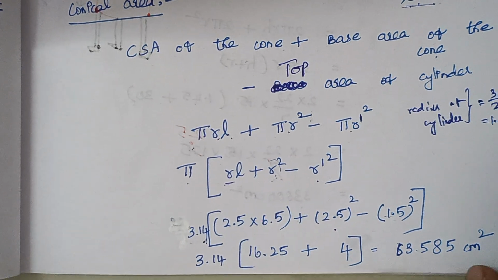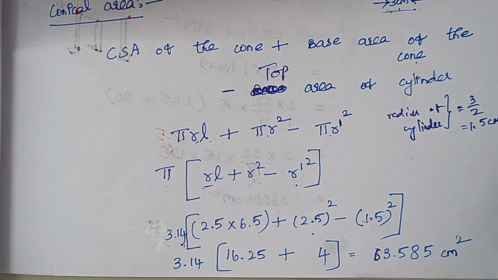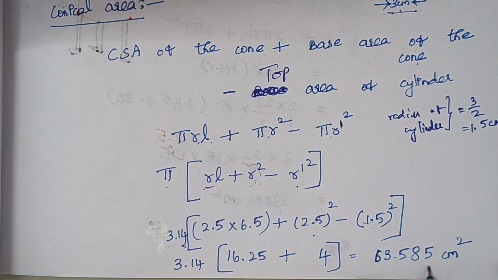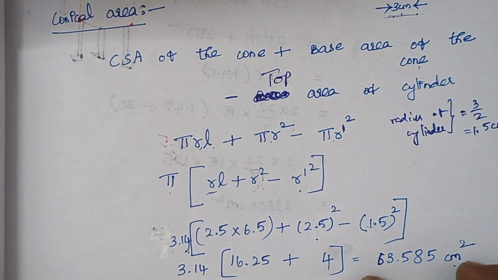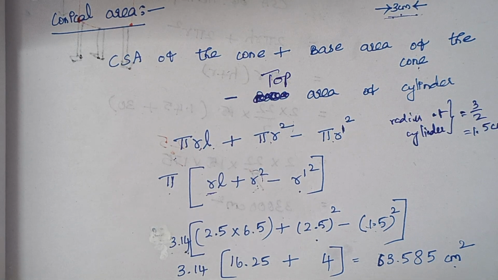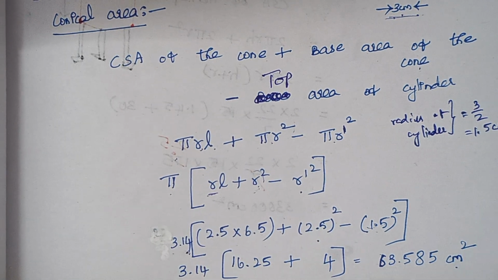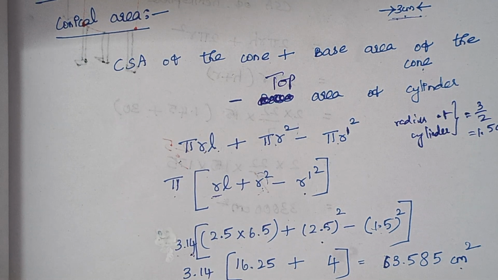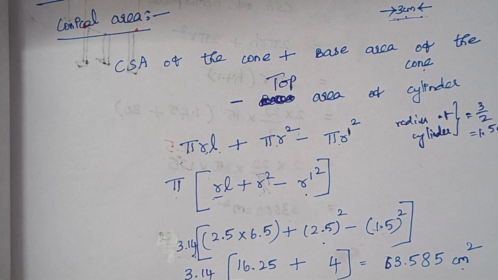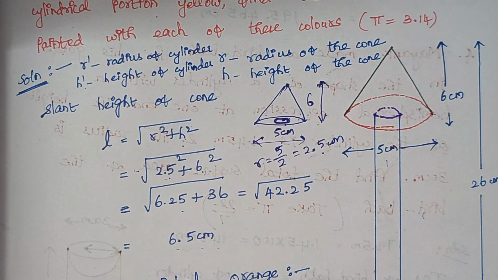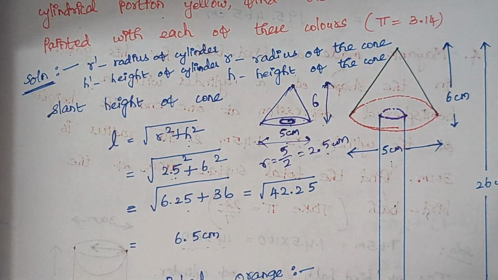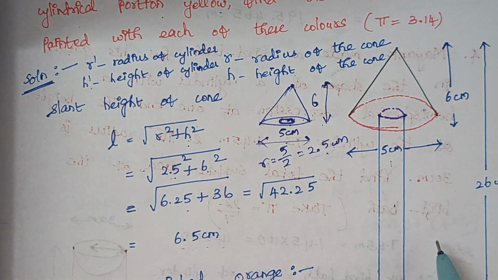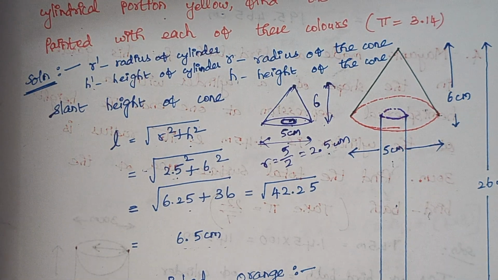So once you solve this, here we are finally ending up with the answer as 63.585 centimeter square. Right, so this is the total surface area of the cone which is to be painted in orange color. Right, so one part of the problem is over. Now we will proceed with the next part which is to be painted in, what is the color? It is yellow, right? So you see, just now we have completed the conical portion which is to be painted, right? So now you see here, next we have to paint this cylindrical portion with yellow color, right?